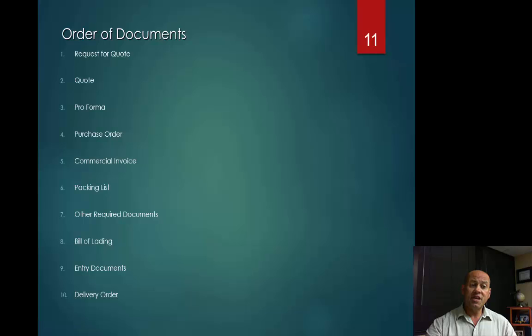So quite often in the chain of documents, you'll have a request for quote from the buyer. You'll have a response from the seller, which is the sales quote. Then you'll have a formalized quote, which will include not only the cost of the goods, but shipping, trucking, packaging, and any other costs that might go along with that final order. Quite often a quote or pro forma invoice will be responded to by the buyer with a purchase order referencing a particular quote.